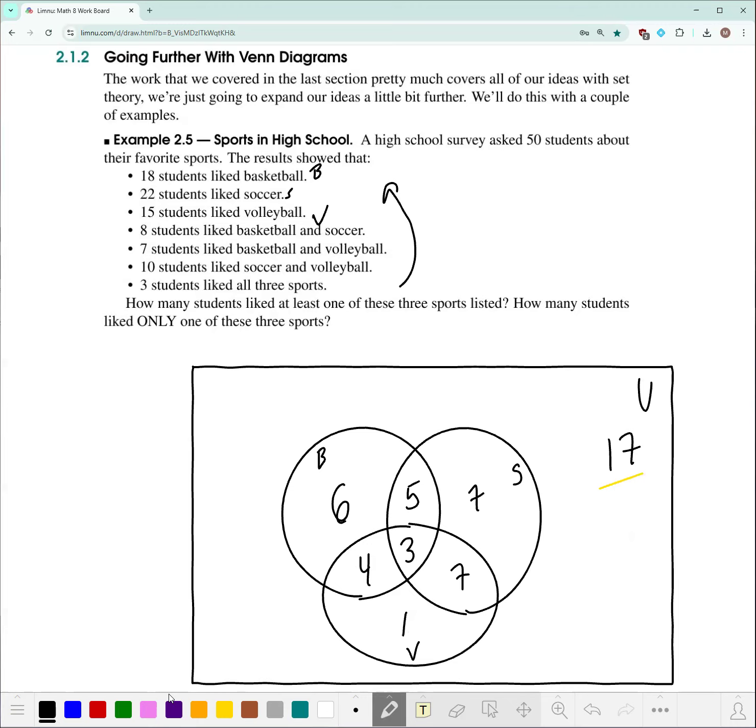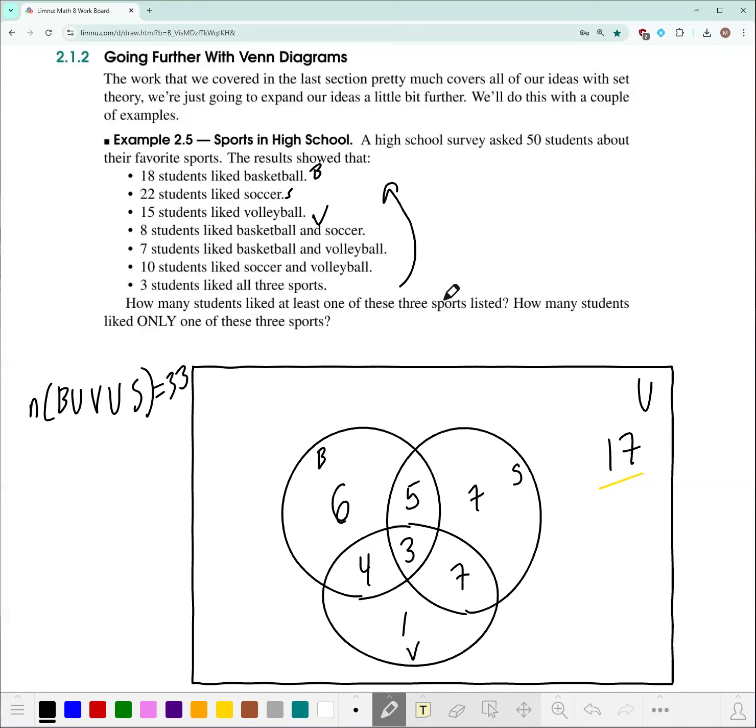How many students liked at least one of these three sports listed? Well, that means the number of people that are in this intersection, no, sorry, union, A or B or S, we said that's 33 students. So who is included in at least one of these circles is 33 students.